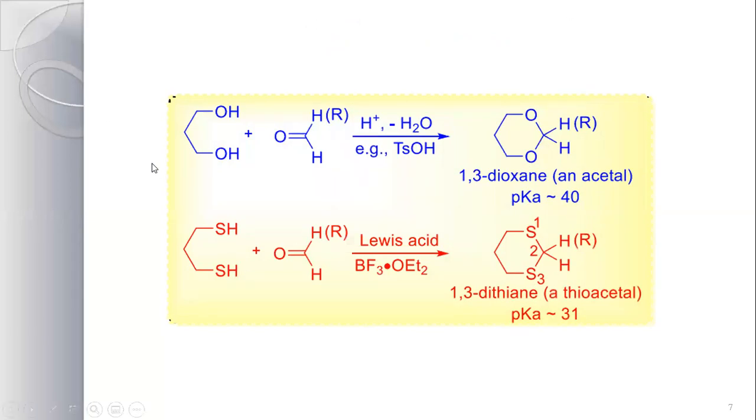Actually, you have seen many carbonyl reactions, and this is used as a protecting group of carbonyl. Now, what does it form? It forms an acetal, 1,3-dioxane, which has a pKa value of 40, and thioacetal, which has a pKa value of 30. This means this is a more acidic hydrogen than this one. The best choice would be thioacetal.